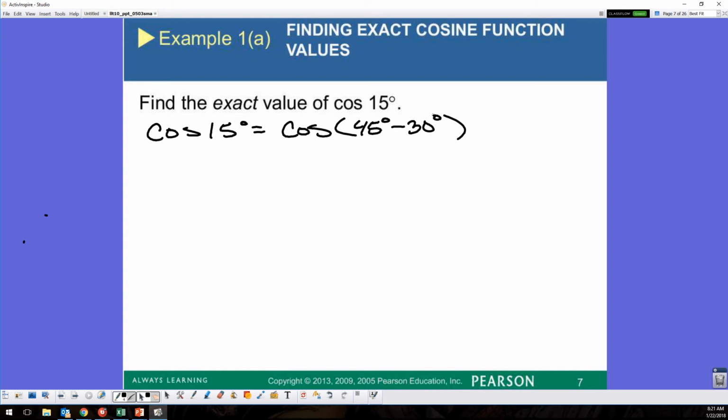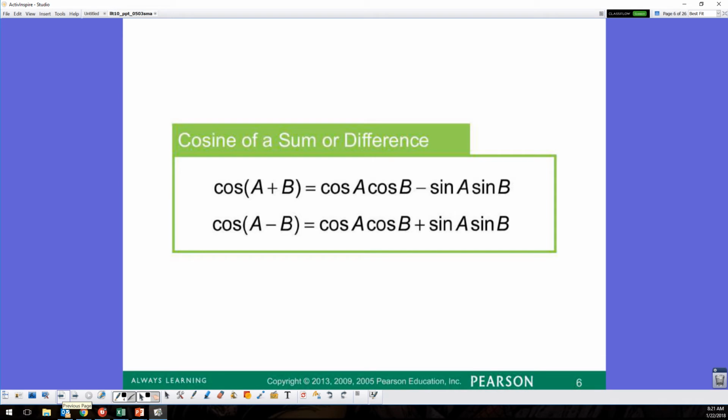So in my terms, this is my A and this one's my B, right? So the formula for that, let's see. Let's back up. It's going to be a minus, so it's cosine A, cosine B, plus sine A, sine B.